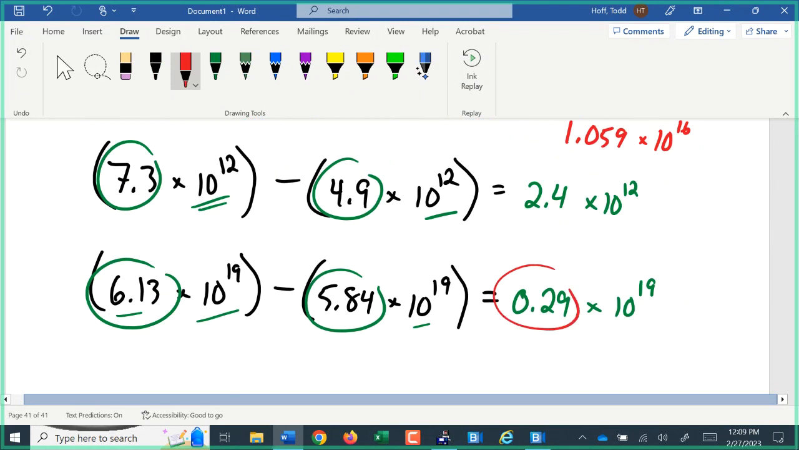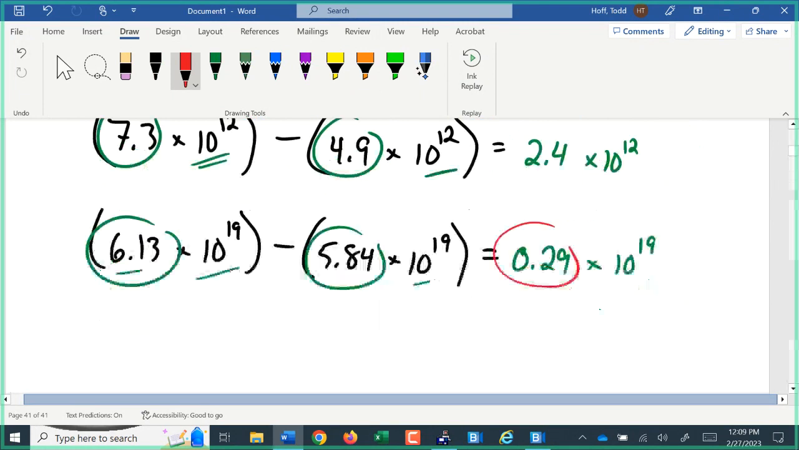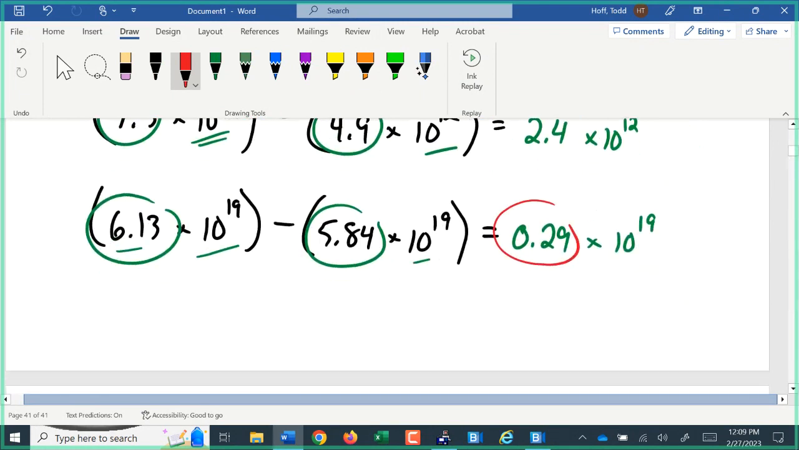Now here we have the opposite problem we had up above. The only digits in front of the decimal point are zeros. We have to have one non-zero digit in front of the decimal point. So I move that over to make it 2.9. Now the number got larger. It went from 0.29 up to 2.9. If the number got larger, the power has to get smaller. So 19 minus 1 is 18.